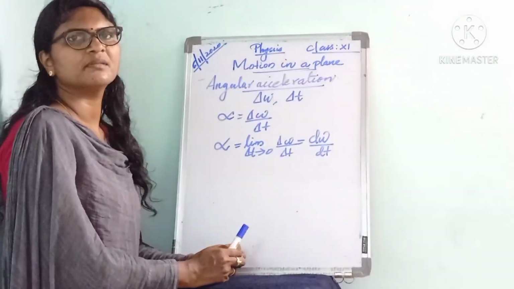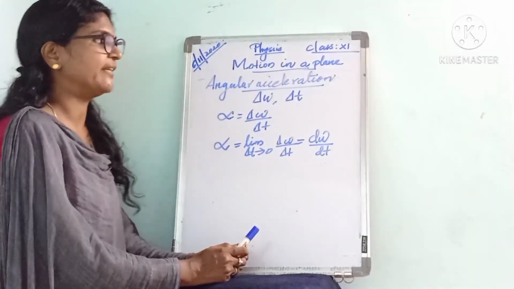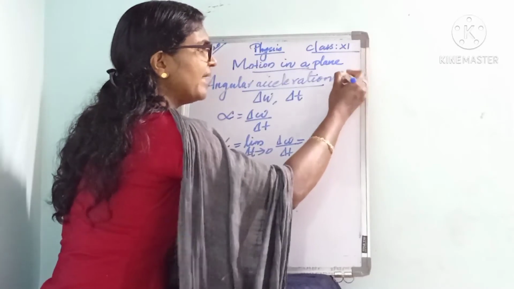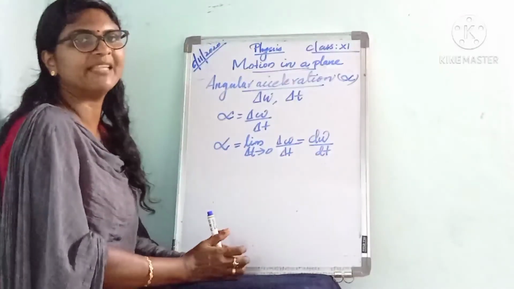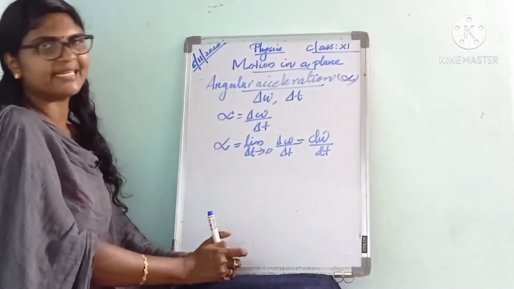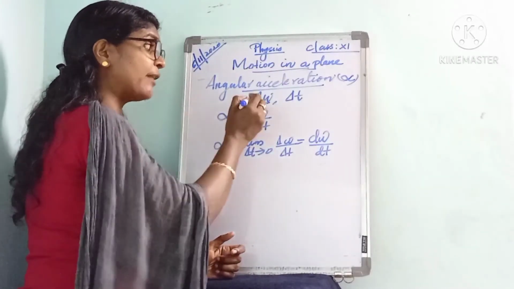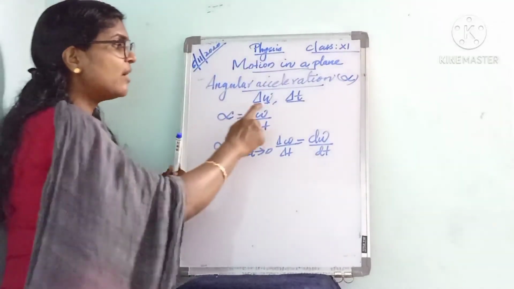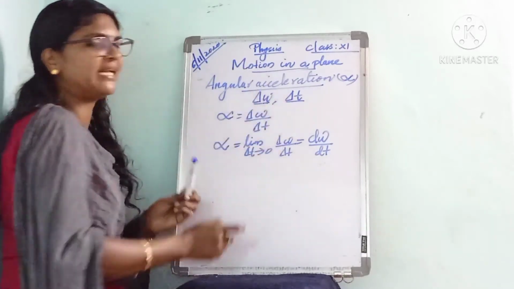Next, about angular acceleration. Angular acceleration is represented by alpha. Actually it is the rate of change of angular velocity. The rate of change of angular velocity is called the angular acceleration. Let delta omega represent the change in angular velocity during the time delta t.